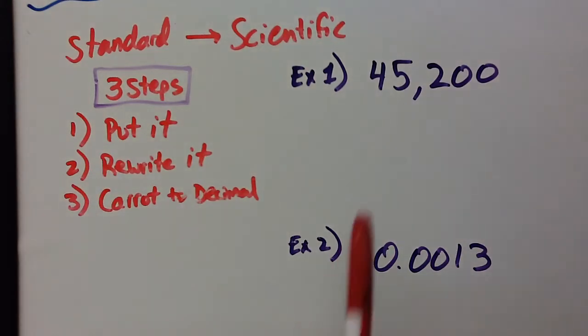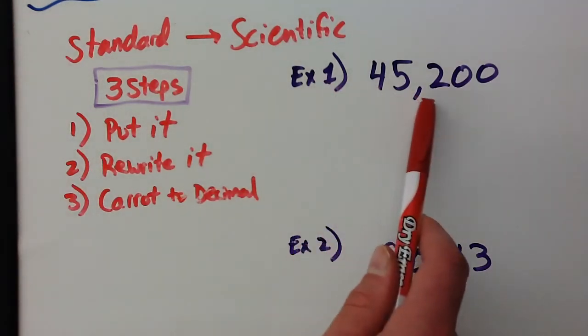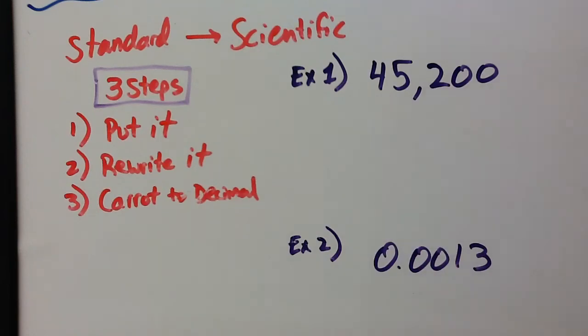So at the very bottom of your page, I want you to write EX1, example number 1, and write 45,200. And we're going to take that number, which is in standard notation, and take it from standard to scientific following these 3 steps.